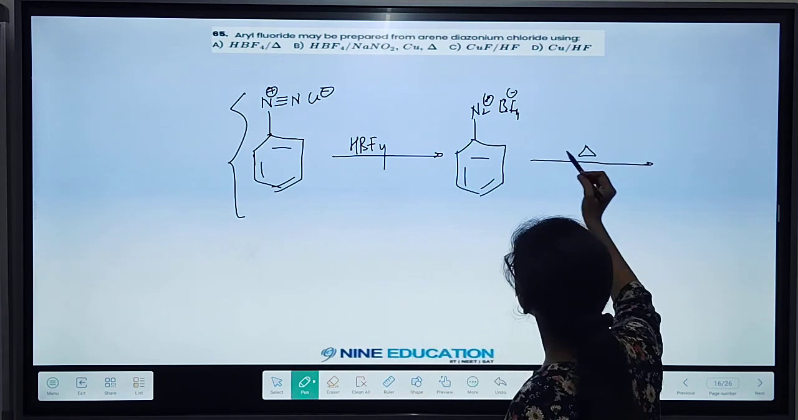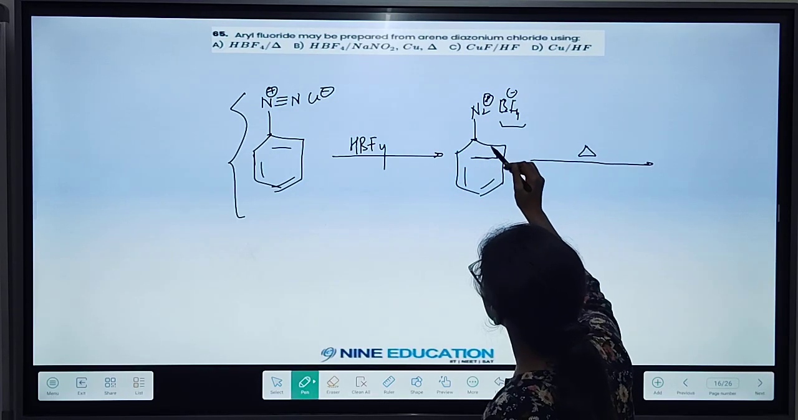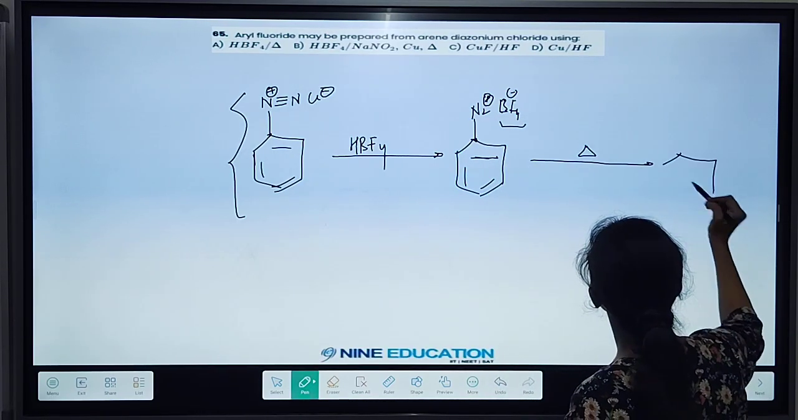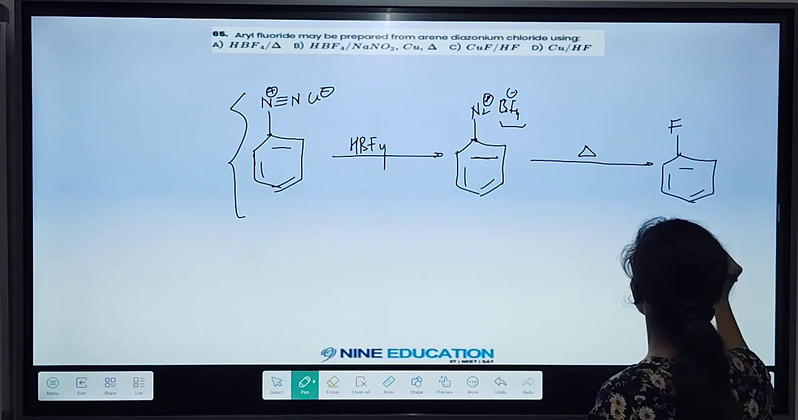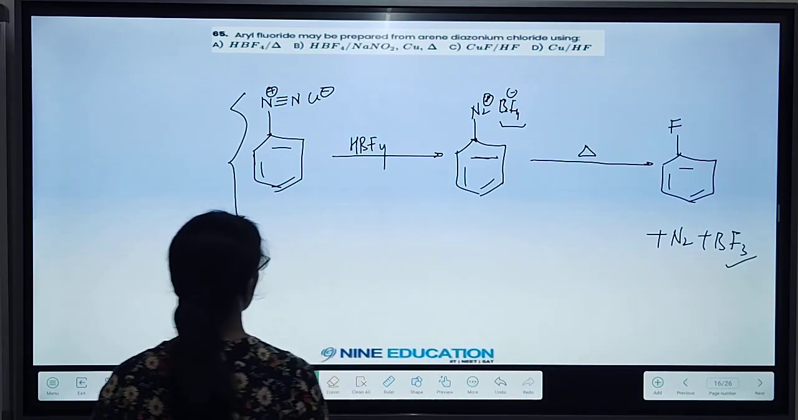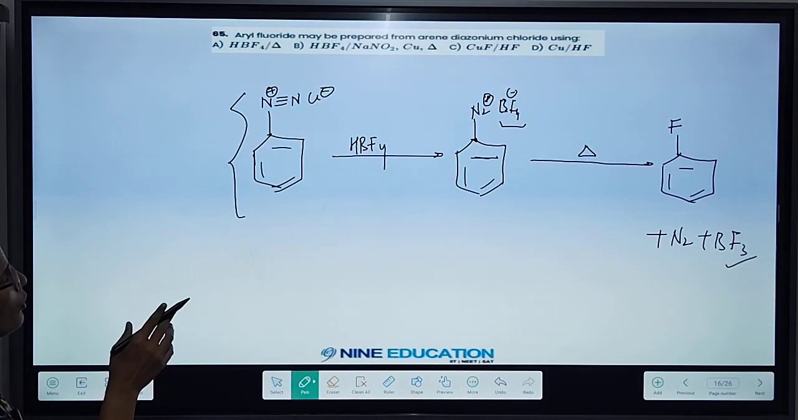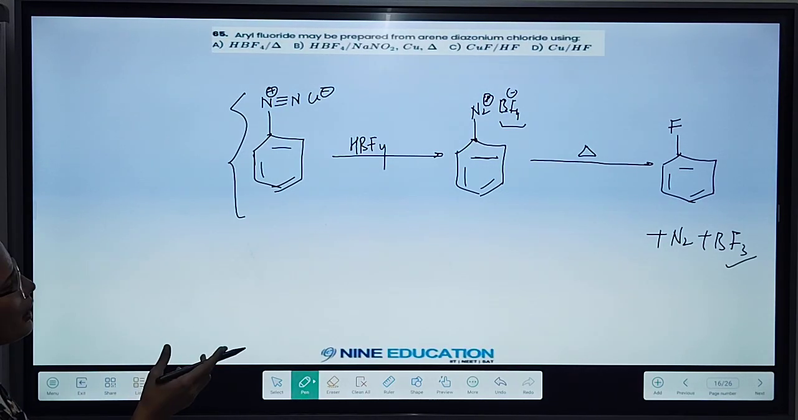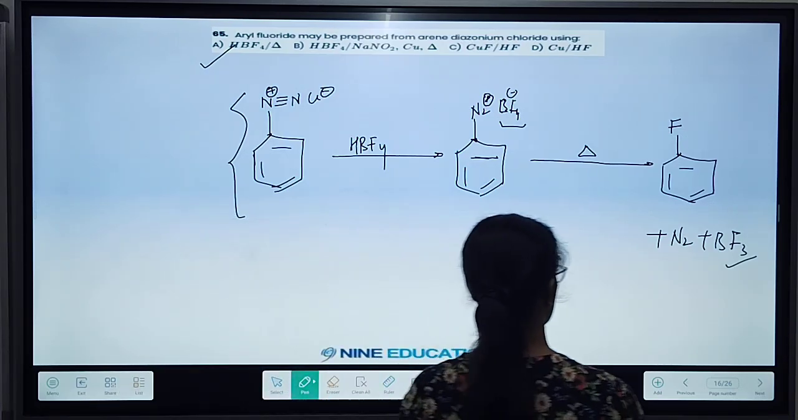And next when we heat this, the fluorine from BF4 minus will be coming and it will be reacting with this carbon, and we will be getting a fluorobenzene, right? And along with that N2 and BF3 will be forming. So it is a preparation method for fluorobenzene or aryl fluoride, I shall say, from diazonium chloride by using HBF4. So the correct option will be option A only.